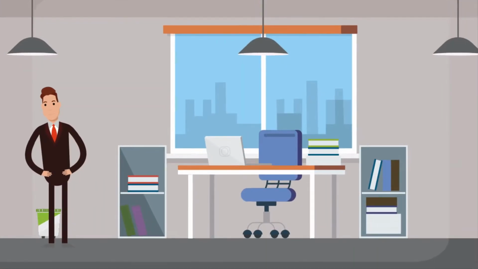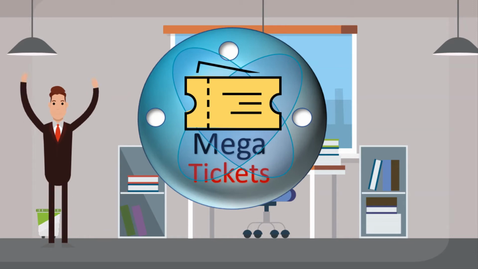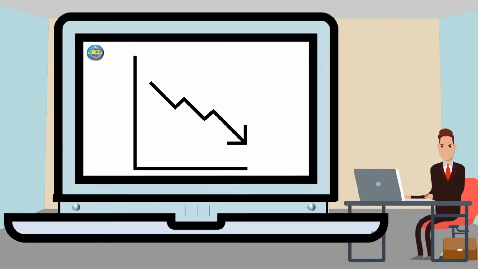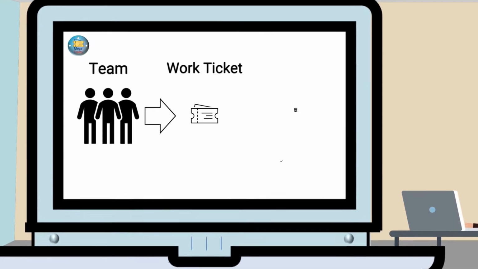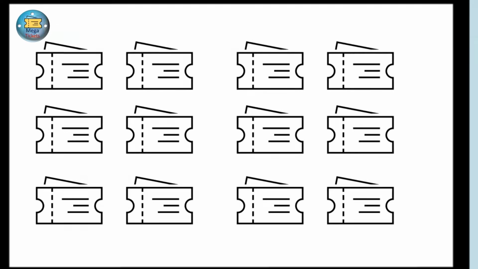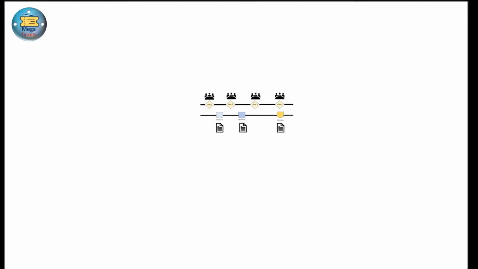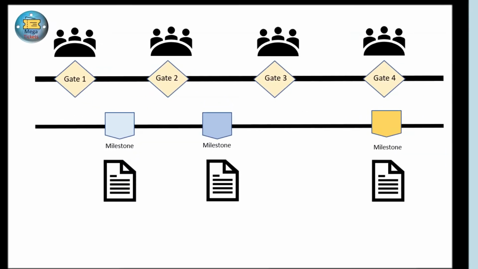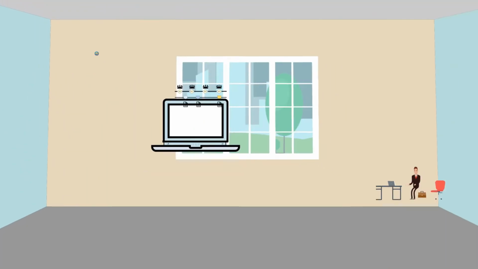Now, to help John, his company has just acquired a brand new change management tool called Mega Tickets. This will track the progress of the team, require sign-offs for moving from one phase to the next, and will work with bucketed work tickets. They have also improved their development process, adding more gate reviews and document templates.